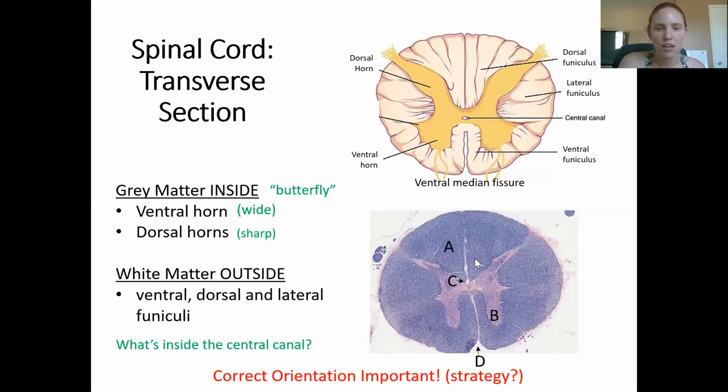You're good. One last structure we need to mention is the central canal. The central canal is a canal that runs through the very center, just like it says. And what do you think is inside of that central canal? That would be cerebral spinal fluid, the same exact fluid that we saw was created in the ventricles of the brain, the cavities of the brain. The same fluid also runs through the central canal of the spinal cord.